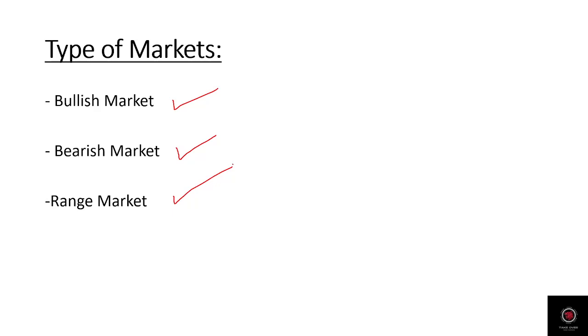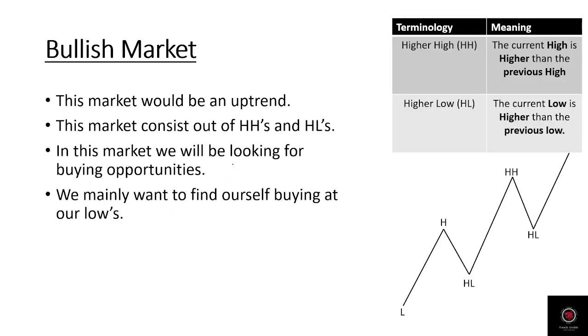Now let's see how a bull market looks like. Let's start over here on your right hand side by the terminology. We do have a higher high over here indicated as HH. We do have a higher low over here indicated as HL.